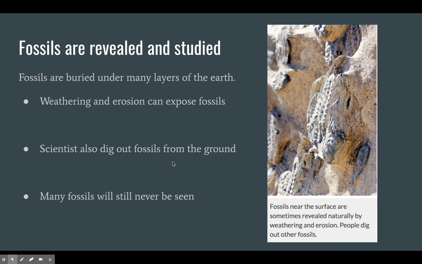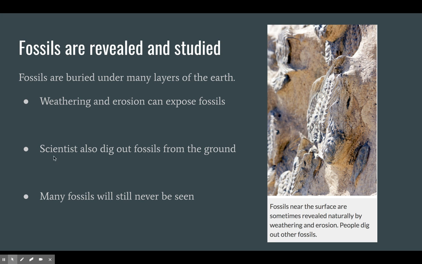Okay, so fossils are revealed and studied. Fossils are buried under many layers of the earth. Over years, dirt and more layers just keep covering them. But there are different ways that we can find fossils. One of the ways is that weathering and erosion can expose fossils. This happens naturally because of water and wind and natural disasters. It can carry away some of those layers of the earth and fossils will be exposed.